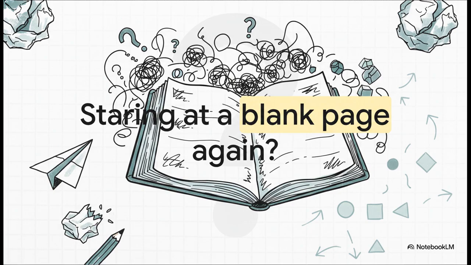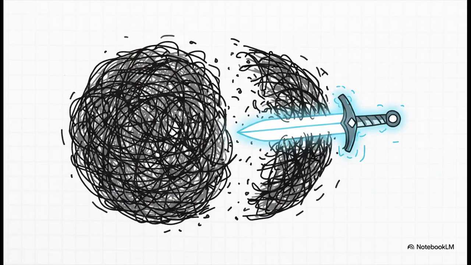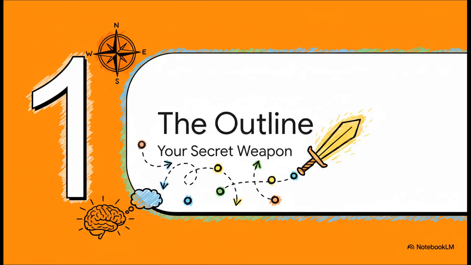Writer's block is so frustrating, it's stressful, but here's the good news. It is not unbeatable, not even close. In fact, there is a secret weapon against it, a tool that helps you organize your thoughts and actually build your argument before you even think about writing that first sentence. And yeah, we're talking about the outline.